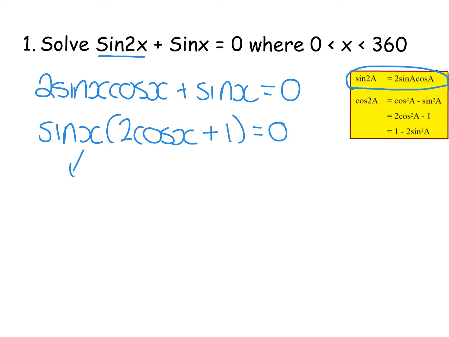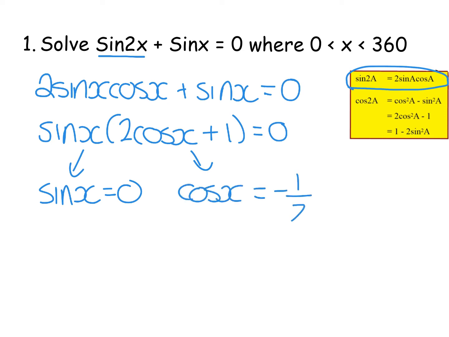And from there we split this into 2 and we're going to solve sin x equals 0. And we're going to solve, if I rearrange that, cos x equals minus 1/2. Right, so first of all, my sin x equals 0 graph. So when is your sin graph equal to 0? This is all exact values. So sin x is equal to 0 at 3 places: 0, 180 and 360.